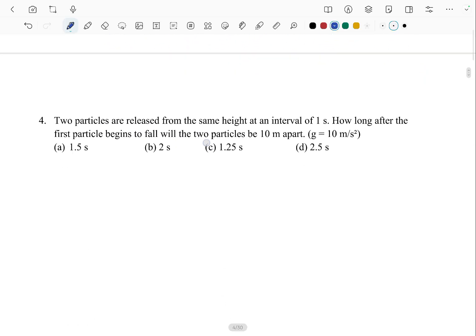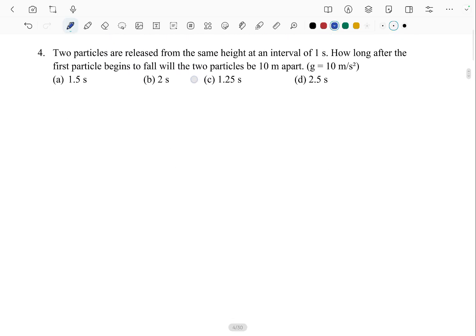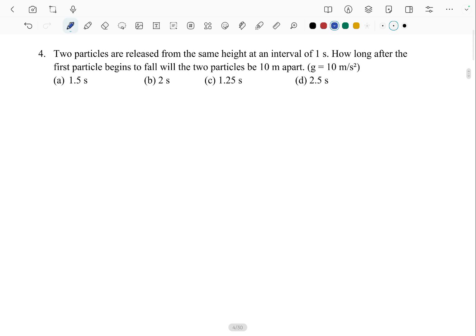The next question, your fourth question. Two particles are released from the same height at an interval of 1 second. How long after the first particle begins to fall will the two particles be 10 meter apart? So here we need to find the time t after the release of particle 1 when the distance between the two particles is 10 meter. So let's first consider the first particle.